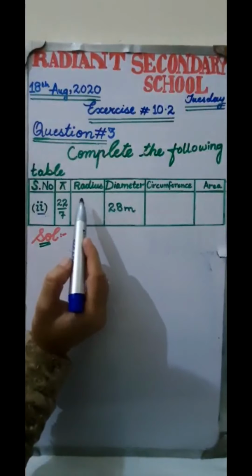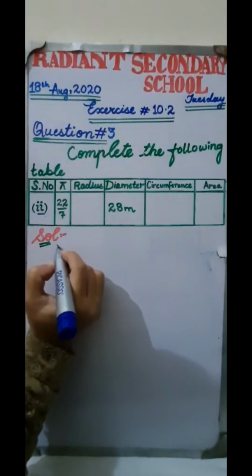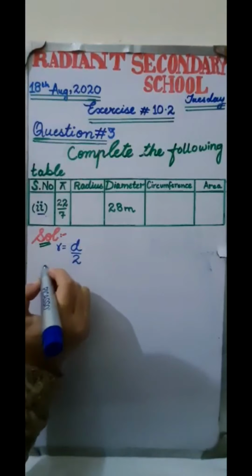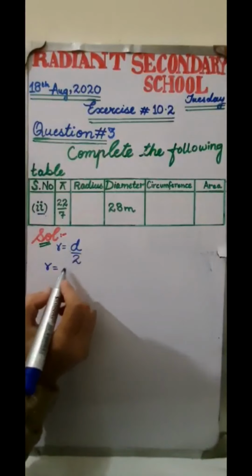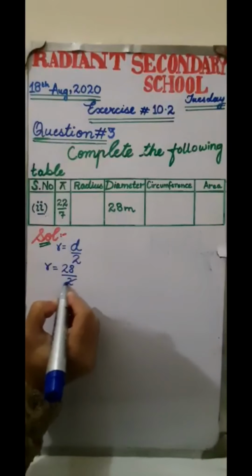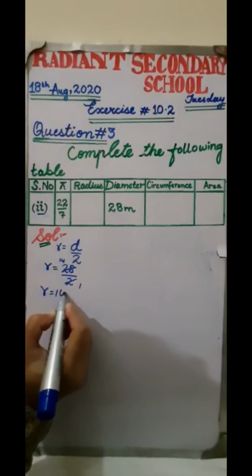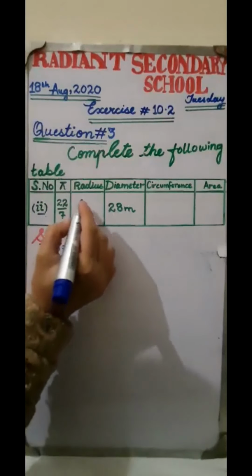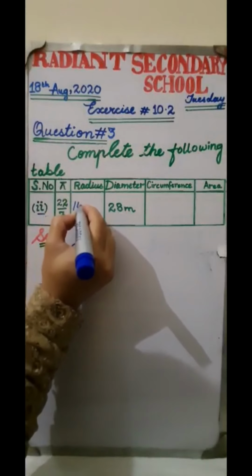Now I am starting from radius. We know that the formula of radius is r is equal to d by 2. D means diameter. So put the values here. Diameter is given in the question, 28, so 28 by 2. Now cut this. 2 ones are 2, 2 14s are 28. r is equal to 14 meter. That is the required radius. Write this radius over there, 14 meter.